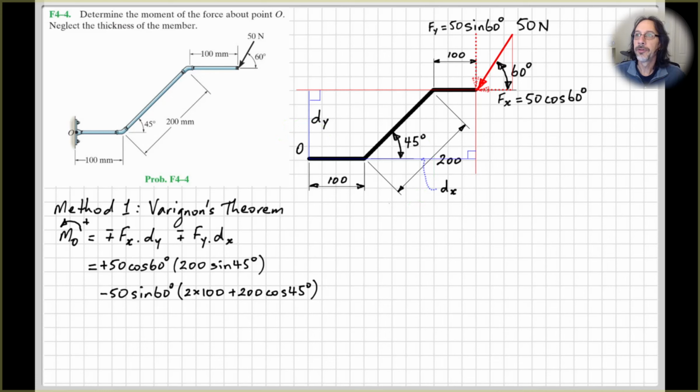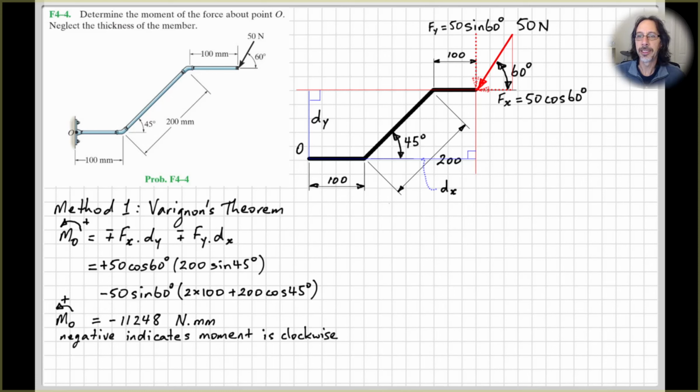Now that we've done that, we've found the moment effect of each of the components. Just do our maths and we get minus 11,248 Newton millimeters. We see that that's negative, so that indicates that the moment is clockwise, and in this problem you can pretty much see that that's going to be the case. Now we just need to convert to Newton meters, so just divide by 1,000, because there's 1,000 millimeters in a meter, so that becomes 11.2 Newton meters clockwise for our moment.